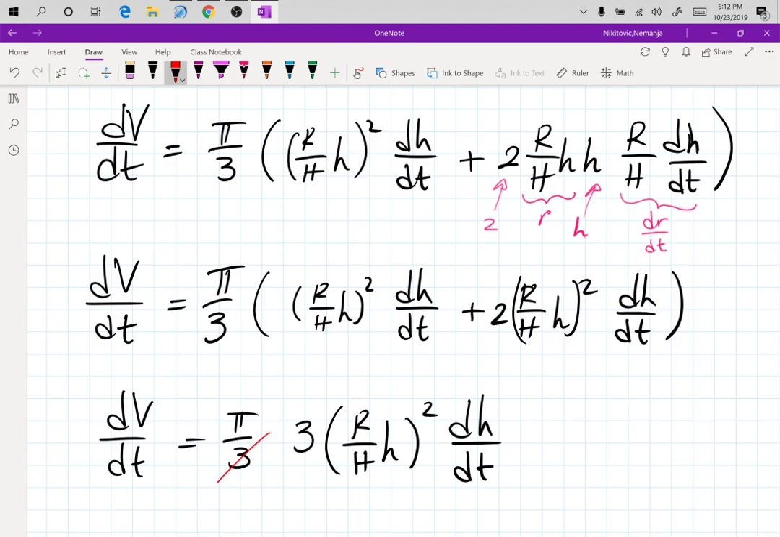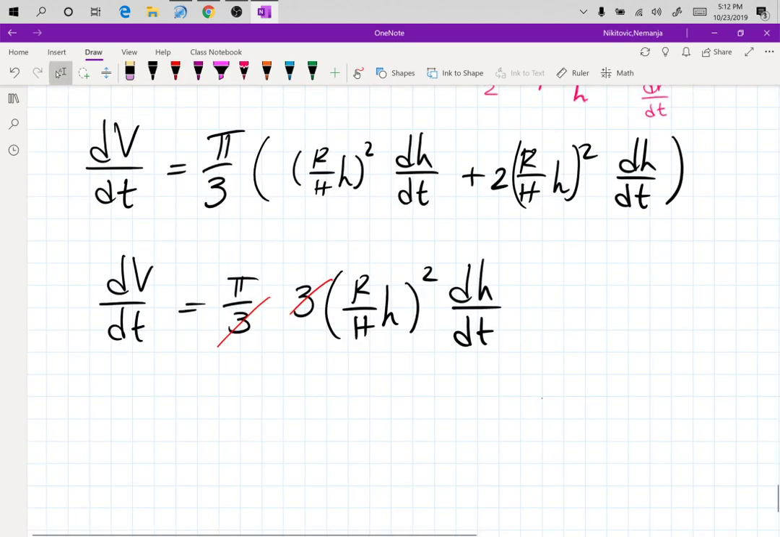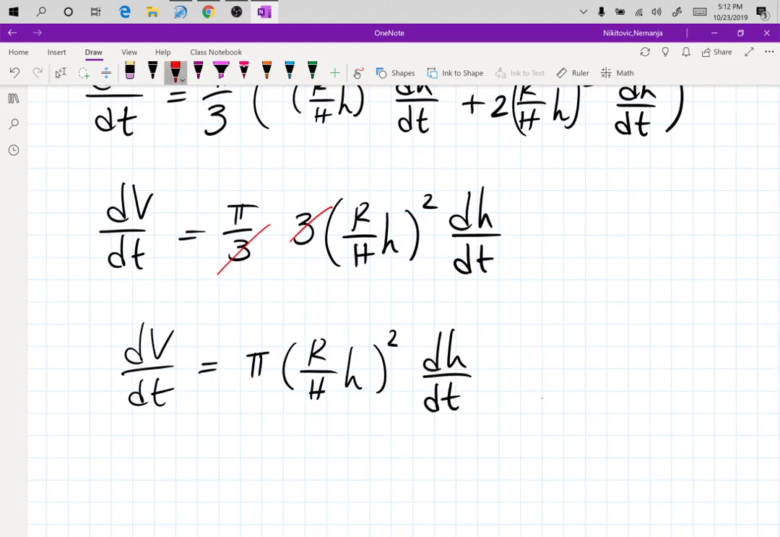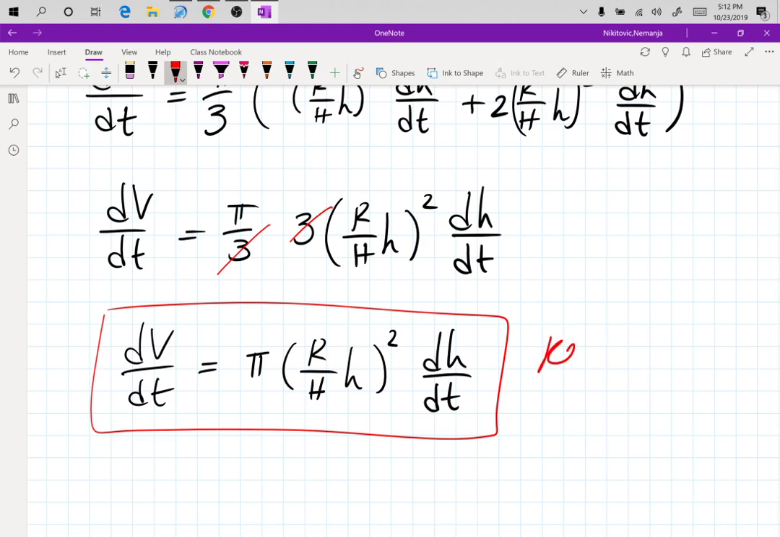3 will cancel 3, and you have your dV/dt to be pi times R over H squared dh/dt. So this would be your related rates model to calculate.